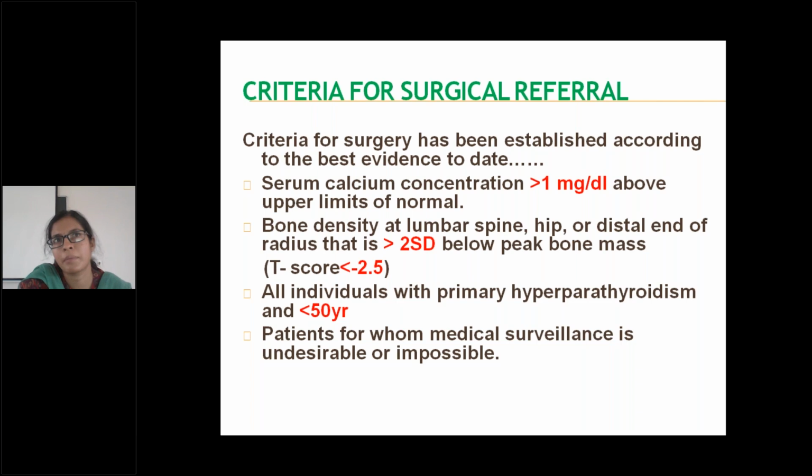And detection of hyperparathyroidism based on hypercalcemia is very difficult. These cases are very common, but we won't identify them. Also, bone density at the lumbar spine, hip, and distal end of the radius that is greater than 2 standard deviations below peak bone mass, and all individuals with primary hyperparathyroidism under 50 years, and patients for whom medical surveillance is undesirable or impossible.